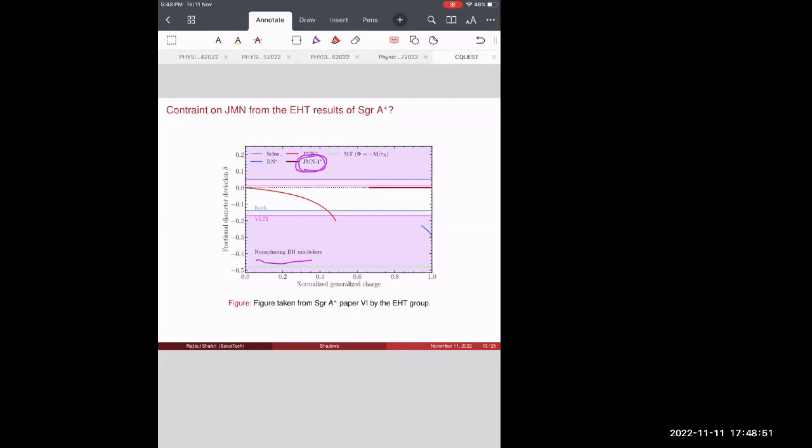They have considered the rotating version also. But constructing the rotating version by solving the field equation exactly is not possible. So people resort to the Newman-Janis algorithm, and they construct the rotating version and then study the shadow and put possible constraints. Okay, I see. Thank you. Yeah, welcome.